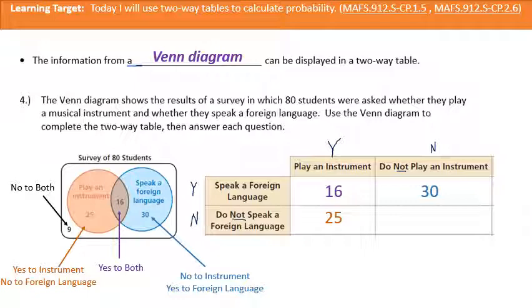So there are 9 people that do not play a musical instrument and do not speak a foreign language. The way we represent that is by putting that small number in the bottom left of our Venn diagram. So 9 people say no to playing an instrument and no to speaking a foreign language. Does that make sense? That big skill there was just taking the Venn diagram and converting it to the two-way table.